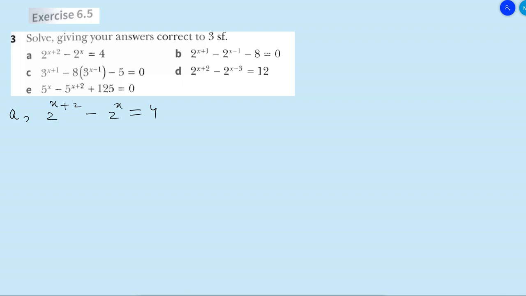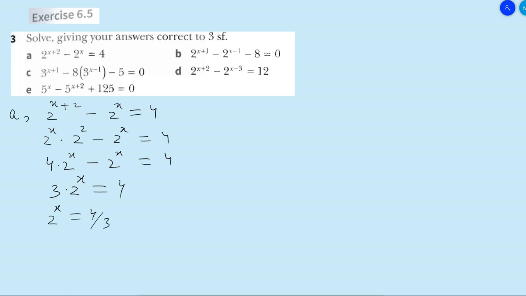We will apply the same method which we did in previous question number 2. Break this 2 power x plus 2 in terms of 2 power x into 2 power 2 minus 2 power x is equal to 4. 2 power 2 is 4, so it will become 4 into 2 power x minus 2 power x is equal to 4. 4 into 2 power x minus 1 into 2 power x is 3 into 2 power x is equal to 4. Please keep in mind here dot means multiply. Then this 3 should be divided on the other side. 4 upon 3 is 1.33. So 2 power x is equal to 1.33.